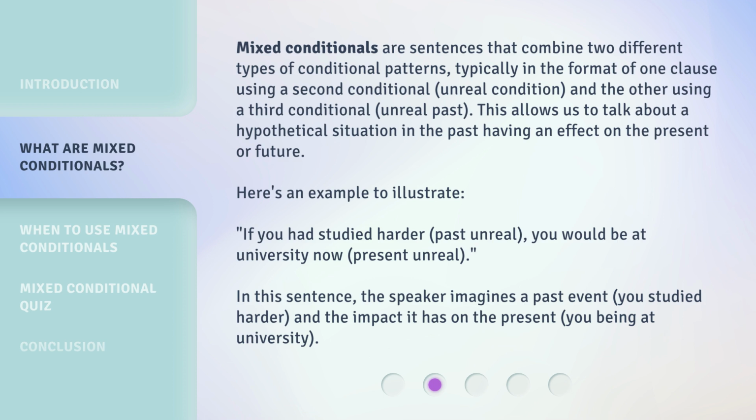Here's an example to illustrate. If you had studied harder, past unreal, you would be at university now, present unreal. In this sentence, the speaker imagines a past event, you studied harder, and the impact it has on the present, you being at university.